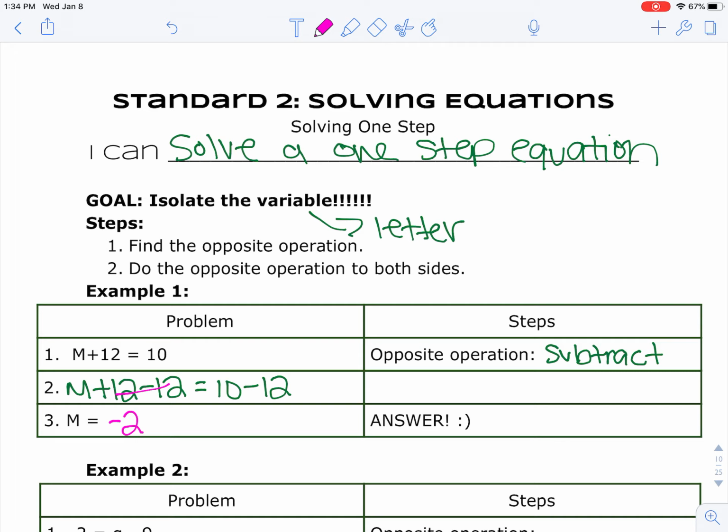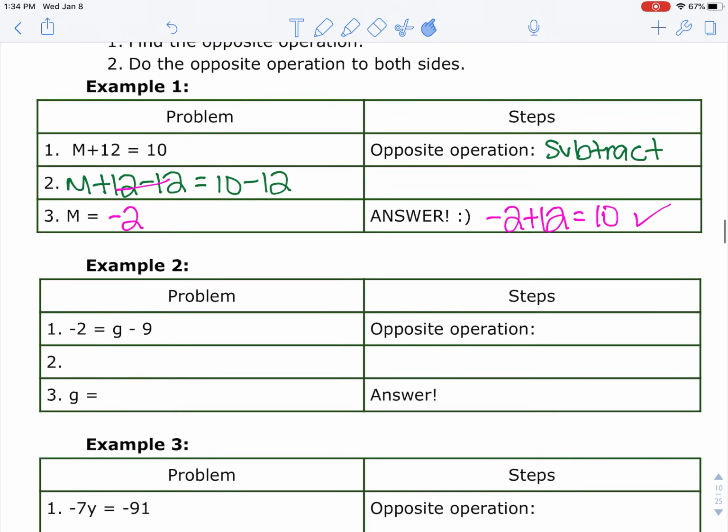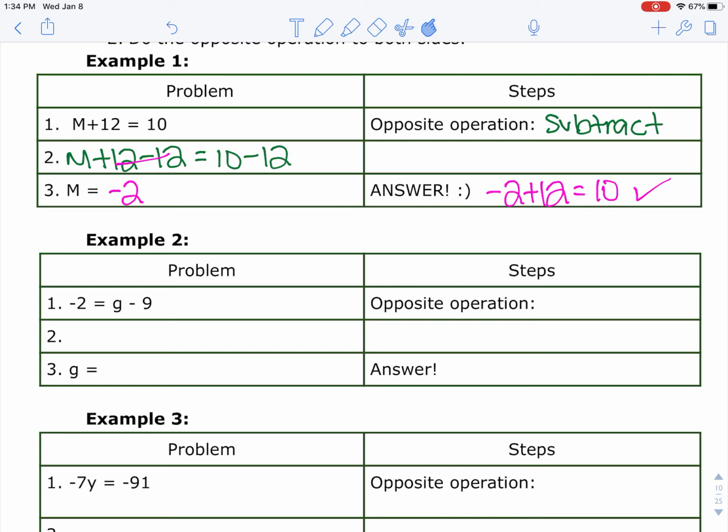If I plug -2 in, -2 plus 12 equals 10. So I did it right. I know I'm good. Okay? It's okay if they give you the letter on the right-hand side. It can be on whatever side they want it to.